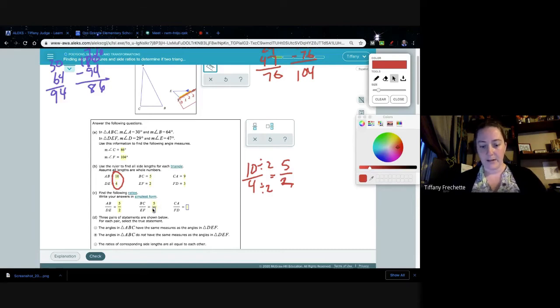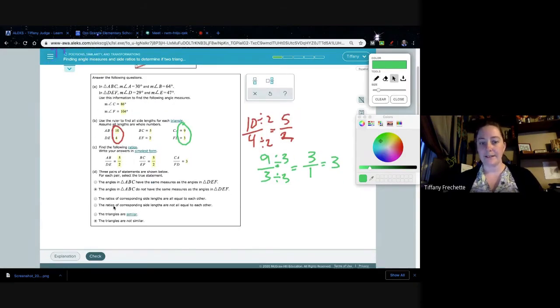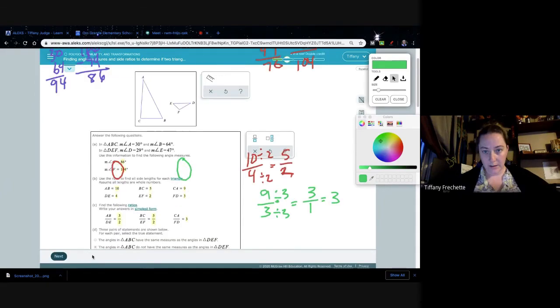BC is already reduced, 5 and 2. And then this last one, I have 9 over 3 for this last one here. So I can divide by 3 on the top and the bottom. So 9 divided by 3 is 3. 3 divided by 3 is 1. I do believe they will let you just write 3 on this one. So we're just going to type in 3. So these are not the same. So I'm going to click not. All right, so we got that one.